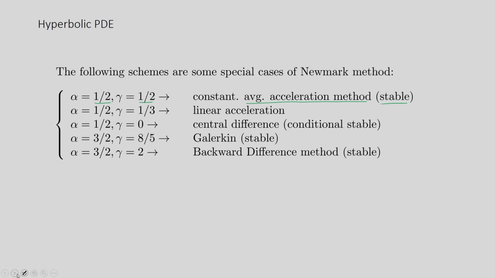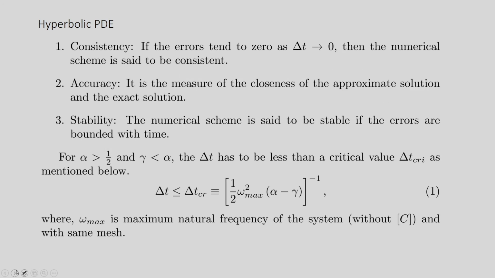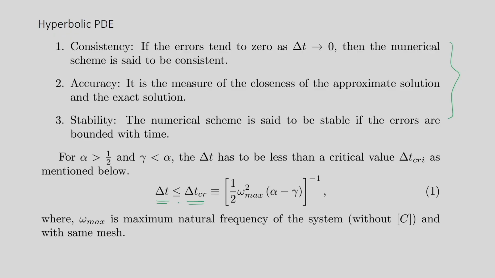So now let us go ahead and discuss how to implement these problems. Here I have just shown the three definitions. This I already explained in the earlier lecture. Here I have shown that for a conditionally stable scheme, this delta t critical is basically the upper limit, where your time step has to be less than this critical time step, which depends on the maximum eigenvalue of the problem in hand.